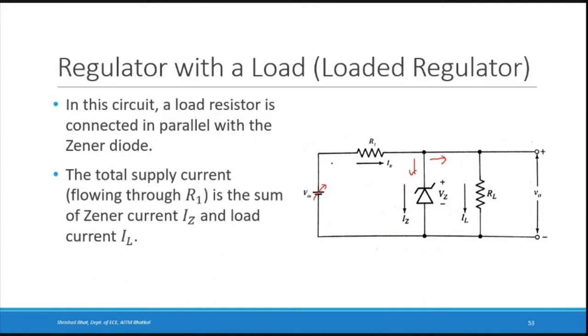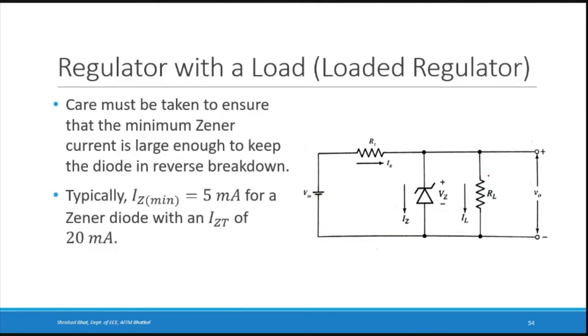The total supply current, that is flowing through the supply, flowing through R1, is the sum of Zener current Iz and load current IL. So you have to take care to make sure that the minimum Zener current is large enough to keep the diode in reverse breakdown. There will be a minimum value of current that should be there to keep the diode in its breakdown region. Otherwise, if it is not in its breakdown region, the voltage will not be constant, right? So that's why we have to make sure that the minimum current flowing through the diode is maintained, so that the diode is maintained in its reverse breakdown.